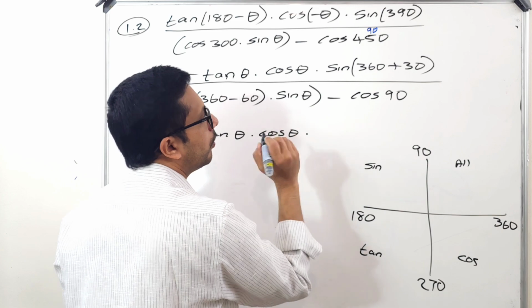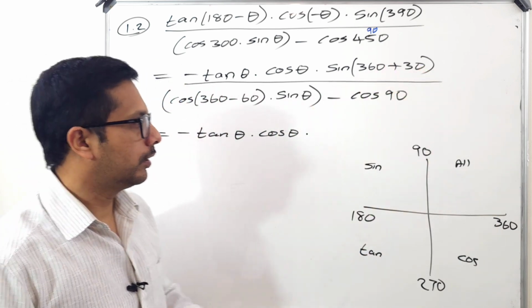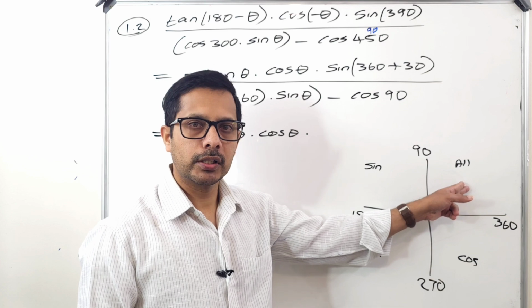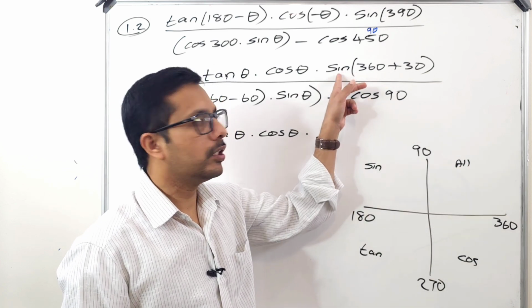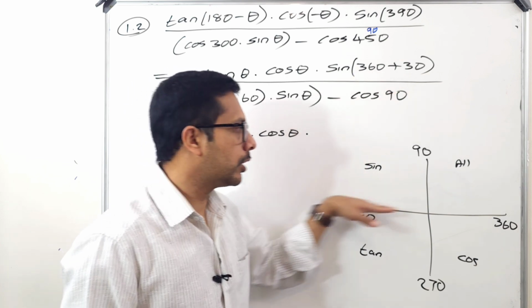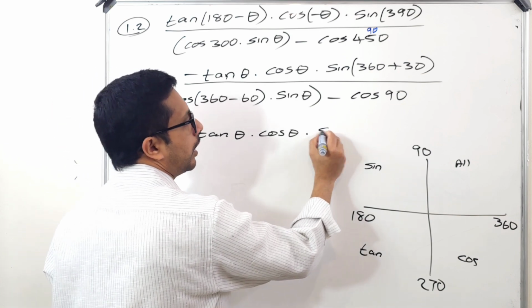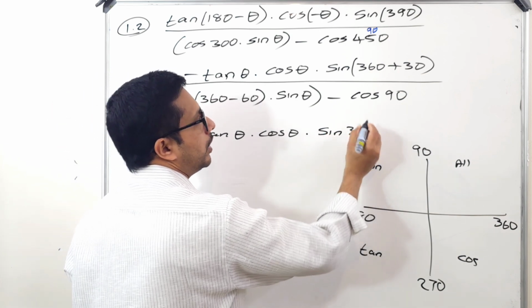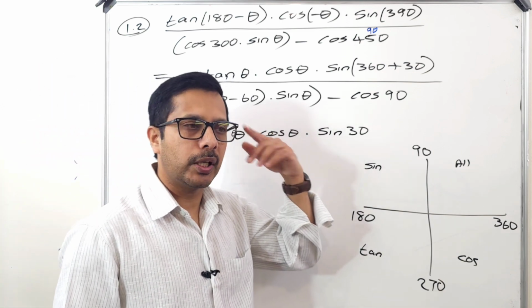Okay, now times sine of 360 plus 30. Again apply reduction formula. 360 plus 30 is which quadrant? First quadrant. First quadrant, what is positive? All are positive, so sine is also positive. Is there any change in the trigonometry? No, it is based on the 360 horizontal line, no change. So what is the answer? Sine 30. We are applying reduction formula.